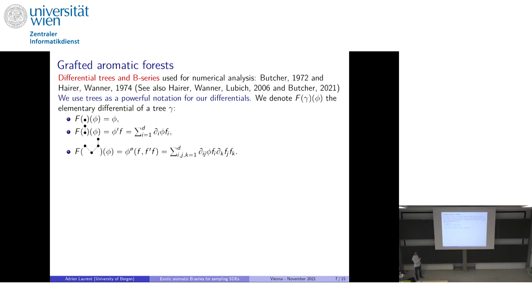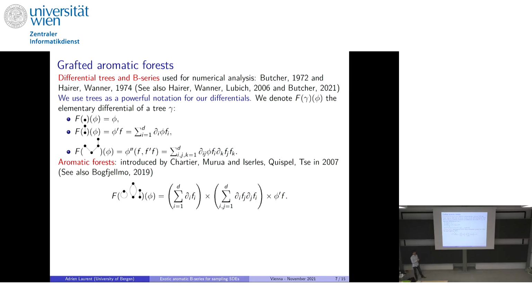So basically, each node represents a function. The root of the tree will represent the function phi, the test function. All the other nodes represent the function f. So that's phi, and when I draw an edge between two nodes, I differentiate the bottom node in the direction of the top one. So that's phi prime f. Then here you see that I differentiate the bottom node 2 times in direction of f, f prime f, and you can define the differentials recursively. Consider an extension called aromatic forests that was introduced for creating volume-preserving integrators, and that actually is used at other places.